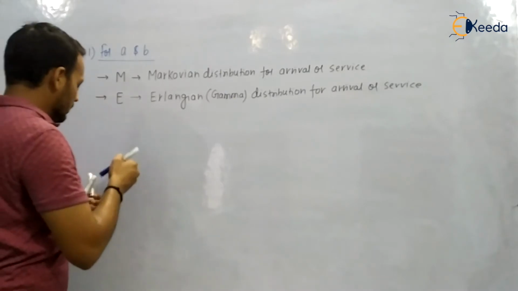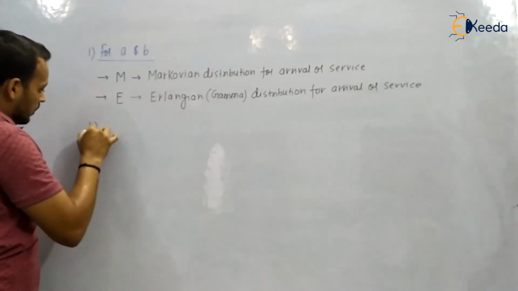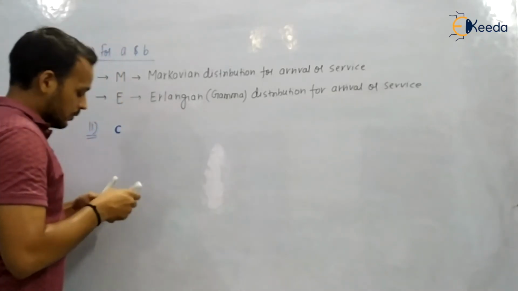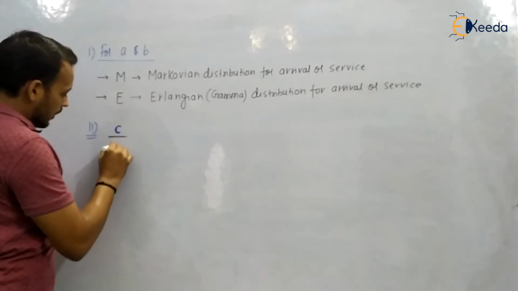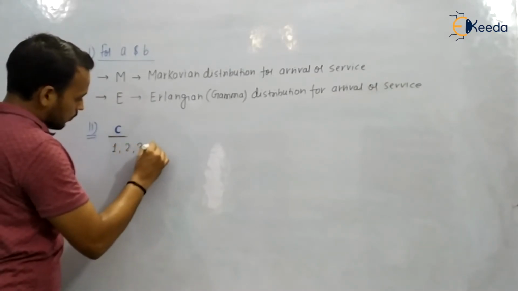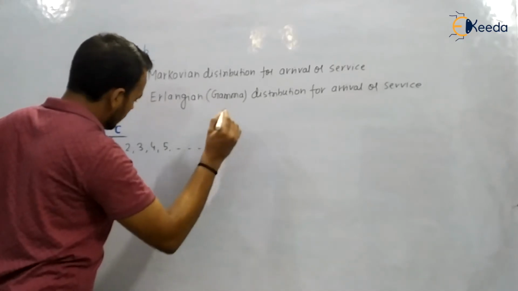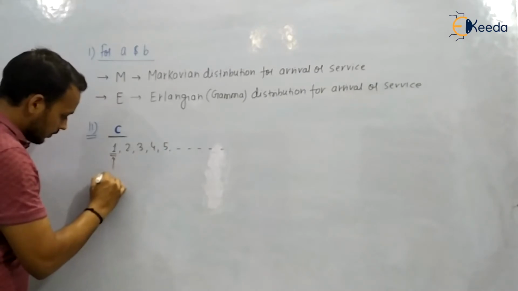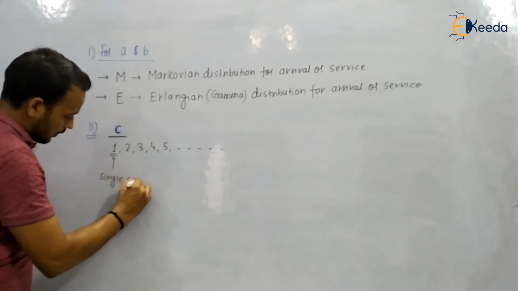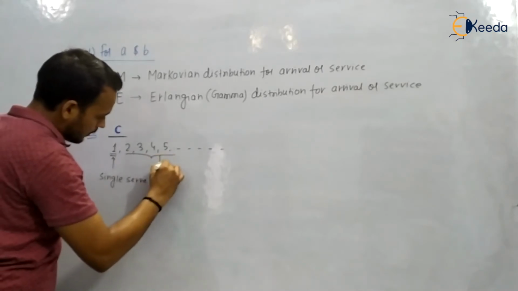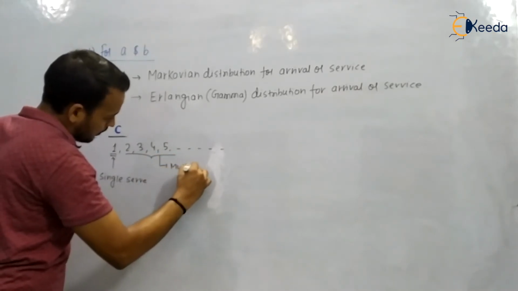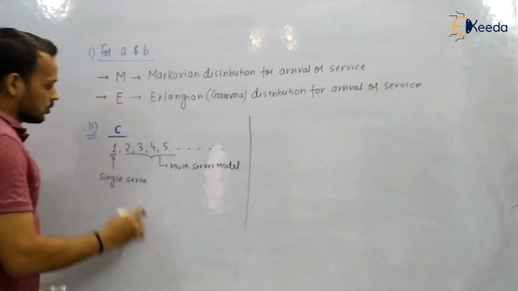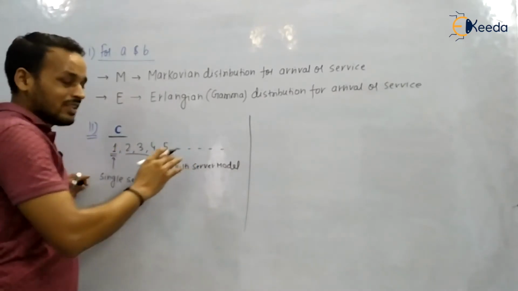The second one was C. You know that it represents the number of servers. So C can be either 1, 2, 3, 4 or 5. It can be anything. If one is there, you will say single server. One means single server, and more than one means it is a multi-server model. So in place of C, you will find these numbers.